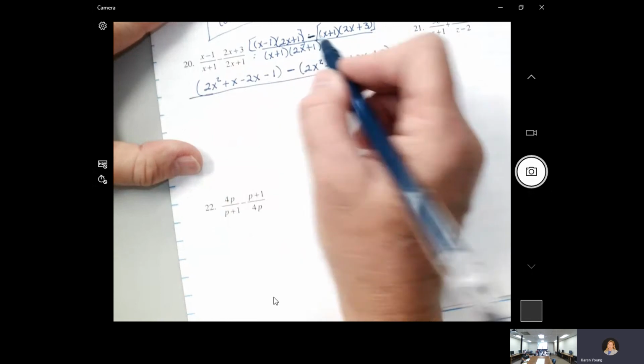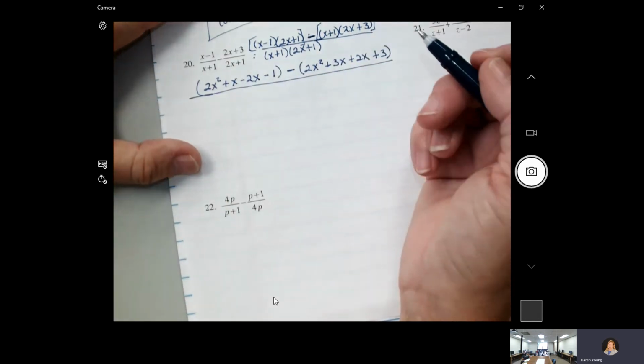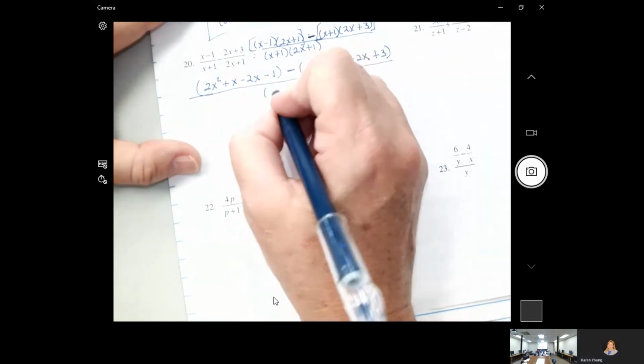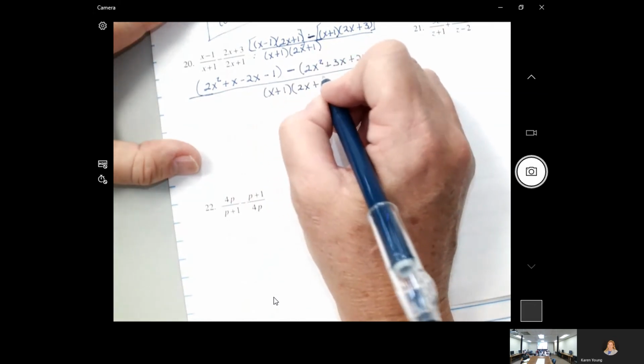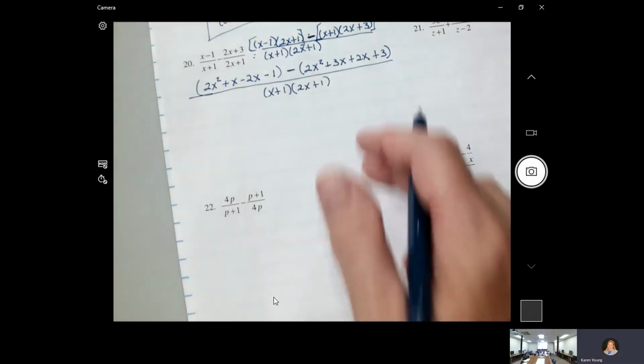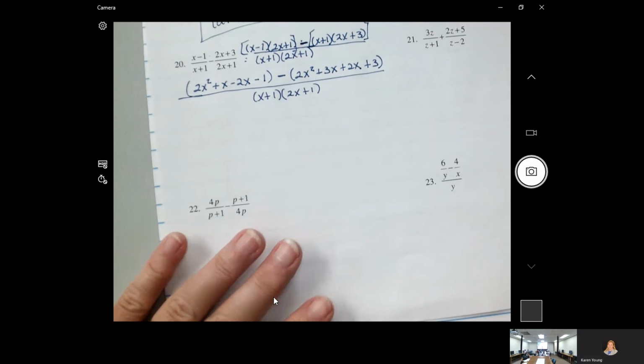Pay attention that this one's minus, okay? We haven't done a minus yet. But all of the first few steps are all the same.